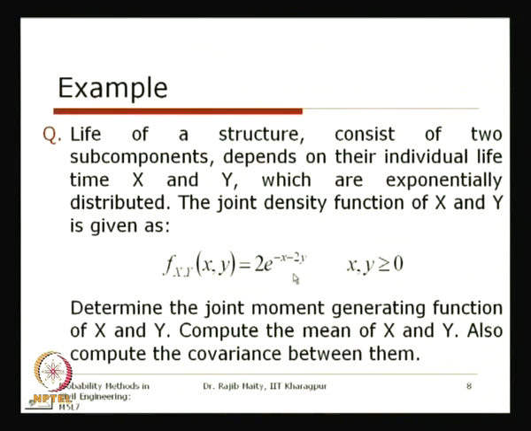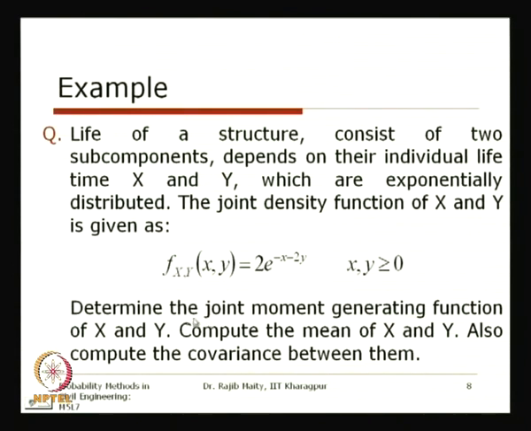Now also what we discussed is the exponential distribution. So e^(-x) is an exponential distribution, the marginal distribution for x, where the lambda parameter is 1, and for y the marginal distribution is 2e^(-2y), where the lambda parameter is 2. We also know that the mean of an exponential distribution is 1 by lambda. So the mean of x will be 1 by 1, that means 1, and the mean of y will be 1 by 2, so half.